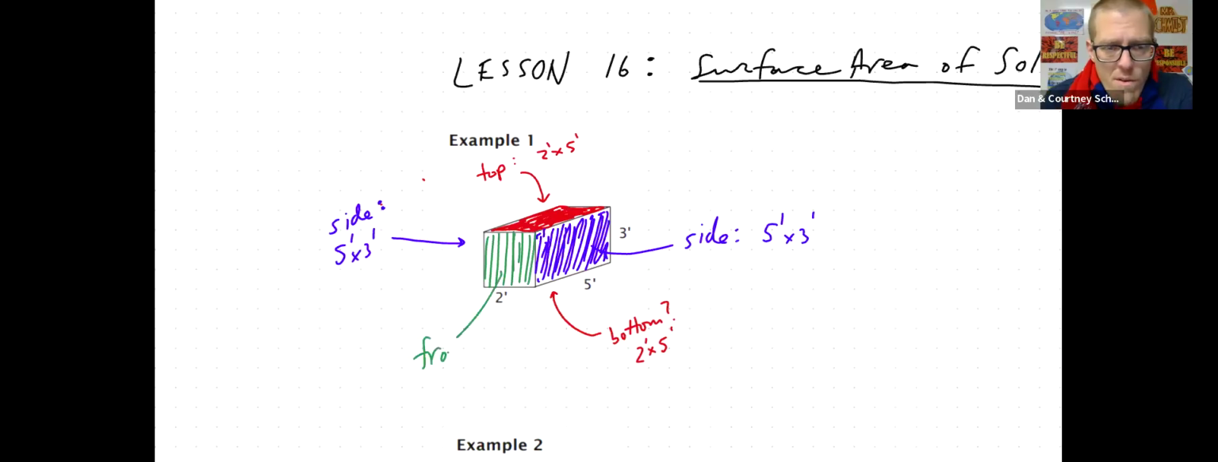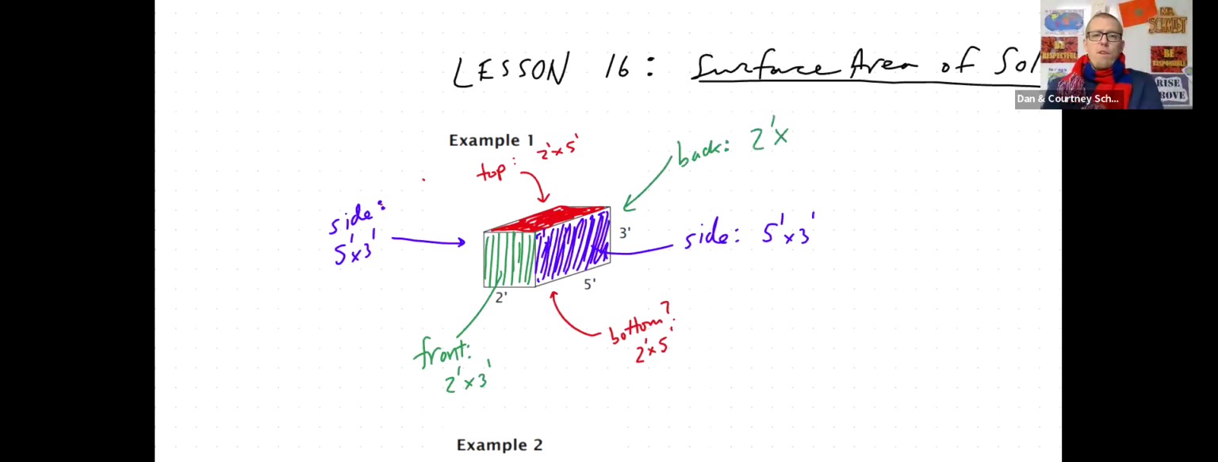And what are the dimensions on the front, Kale? They are 2 by 3. 2 feet by 3 feet. And then back here we got the back, which also is 2 feet by 3 feet.